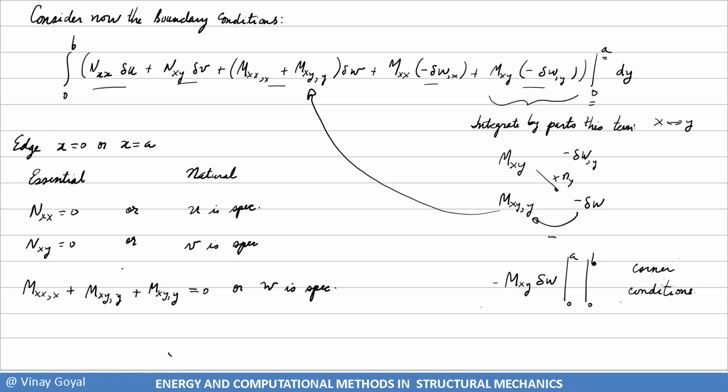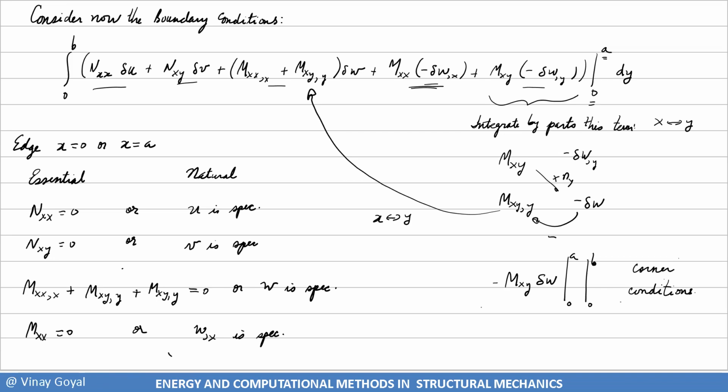And I'm going to be smart. I'm going to say, okay, I can actually write the ones for edge y equals 0, y equals b by switching x to y. That's really what I have to do. We don't have to do anything else. Then we have this boundary condition too as well. That's Mxx is 0 or w comma x is specified. So we have four boundary conditions per edge, as you can see.